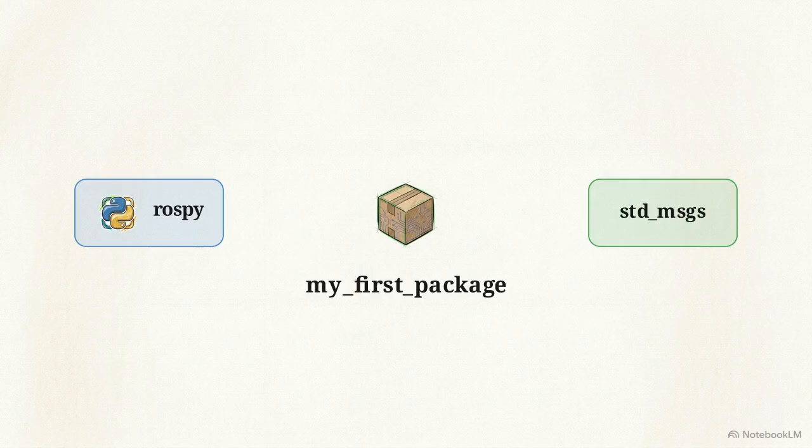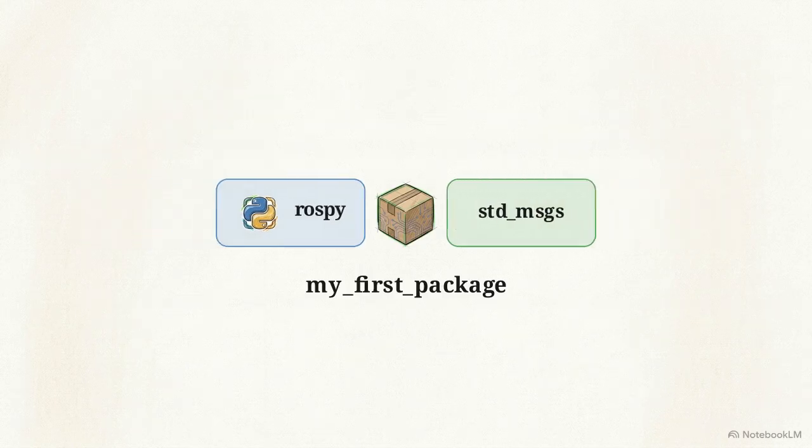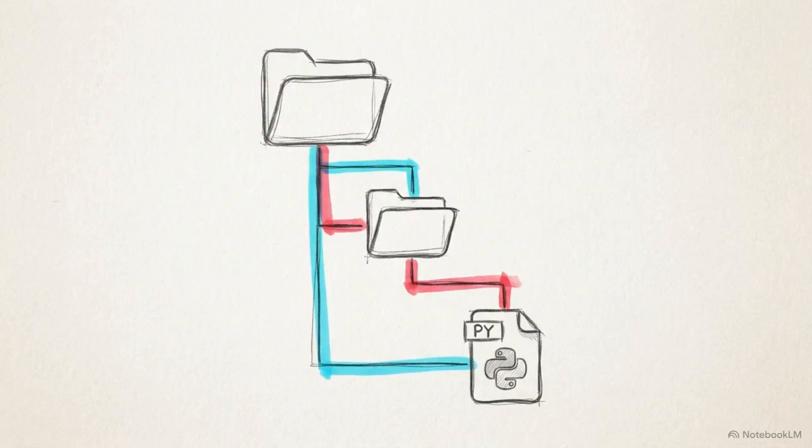As this diagram shows, we explicitly pull in rospy and std_msgs. These dependencies tell the system we are using Python and standard message formats. Navigate into your new package, create a directory called scripts, and make a new Python file named simplenode.py. Let's look at the script on screen.